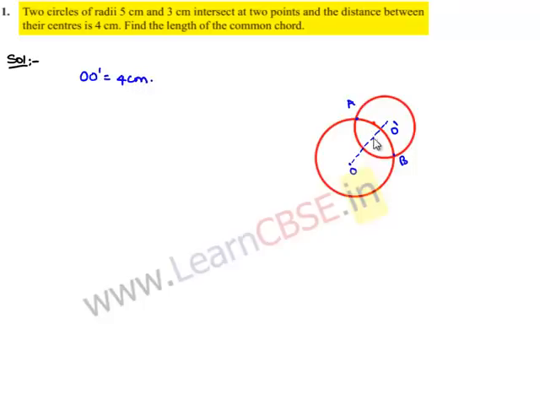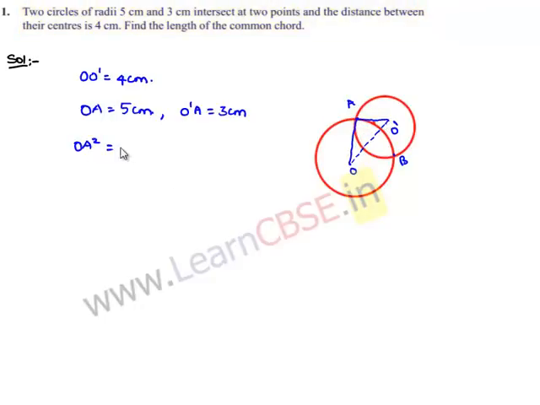And the radii of the circles are given as 5 centimeters and 3 centimeters respectively, that is OA is equal to 5 centimeters and O dash A is equal to 3 centimeters. Let us join OA and O dash A. Now OA square is equal to 5 square, which is 25, and also OO dash square plus O dash A square is 3 square plus 4 square, that is 25.